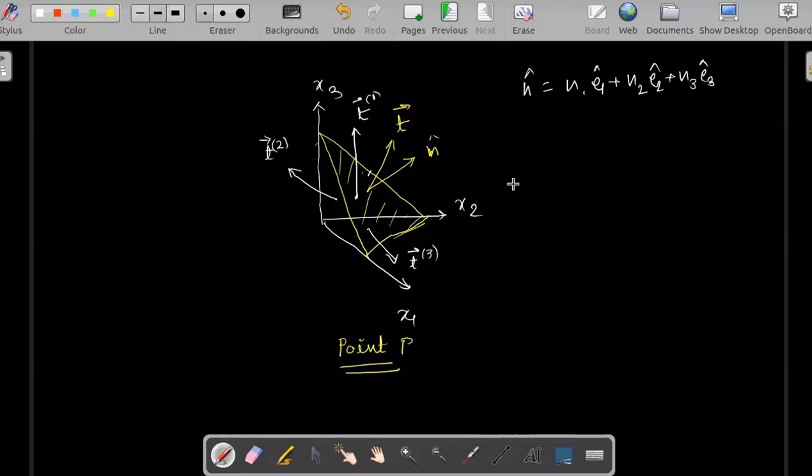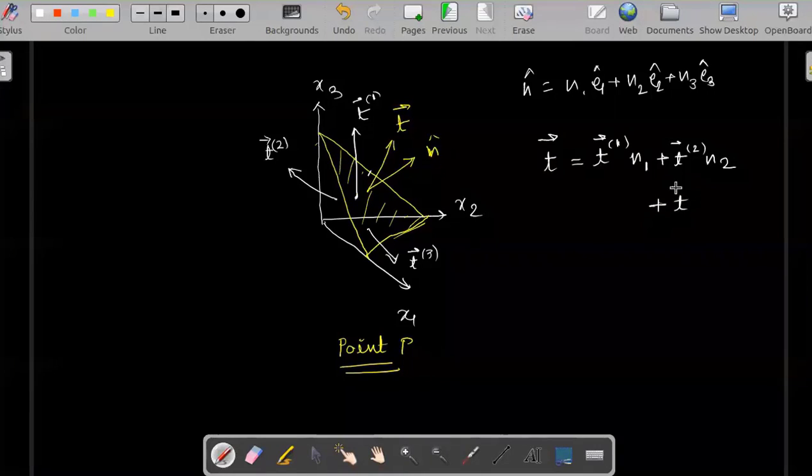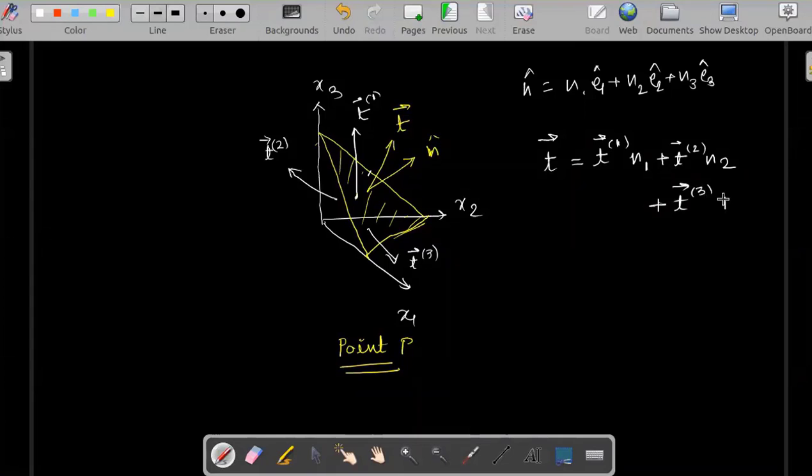Now by writing the equilibrium equation, you can prove this. The T can be written as T1 n1 plus T2 n2 plus the traction vector on plane 3, T3 n3. You should try it by writing the equilibrium equation, and you will get this expression. I'm not going to derive this, but in any textbook, or even when you try it yourself, you will find this relation.